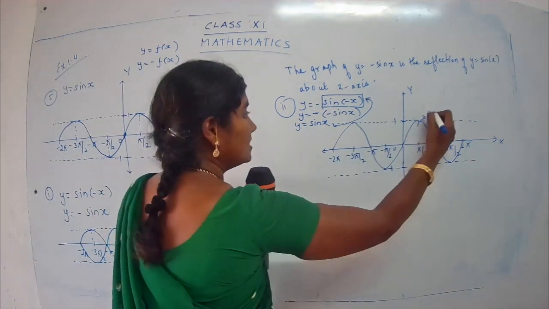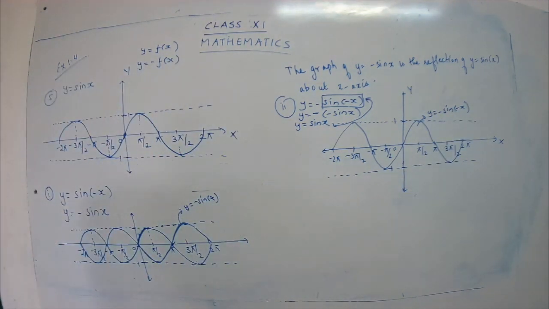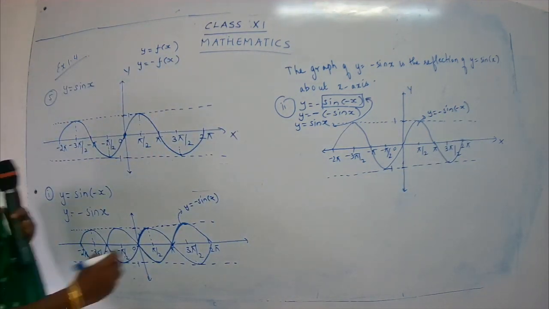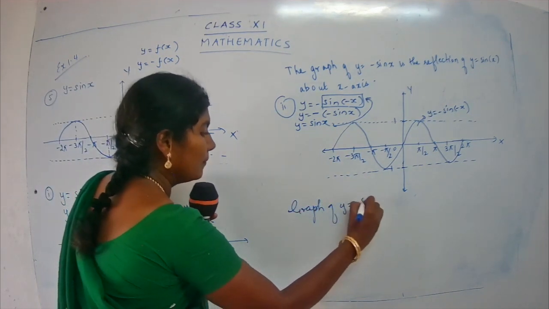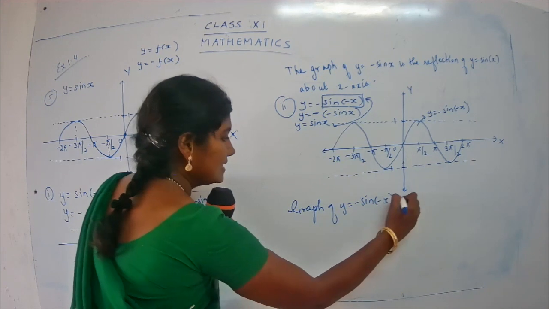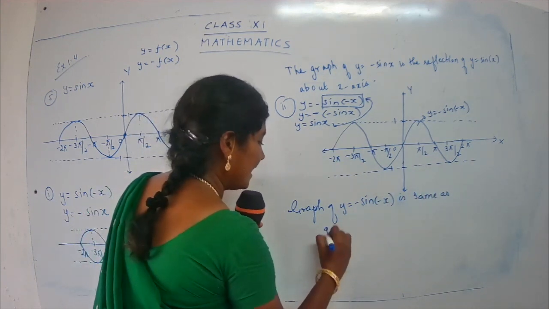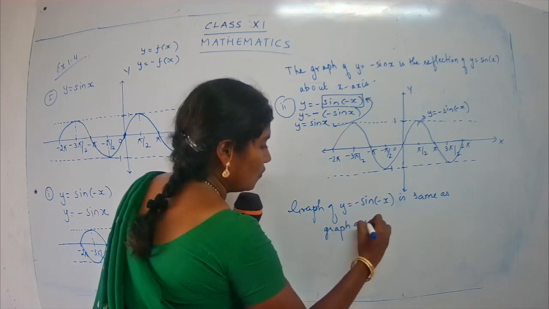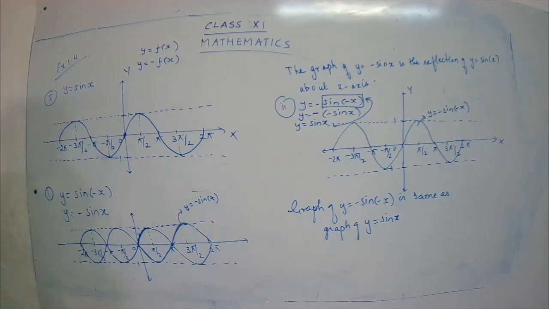You can just say over here, this is y is equal to minus sine of minus x. I'll just write the statement over there. Graph of y is equal to minus sine of minus x is the same as graph of y is equal to sine x. That's all. Simple. So minus of sine minus x is the same as y is equal to sine x.